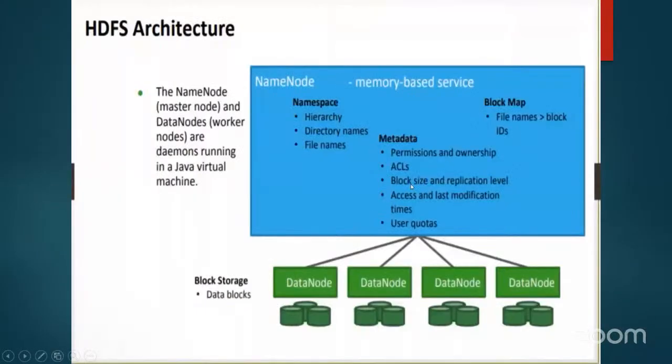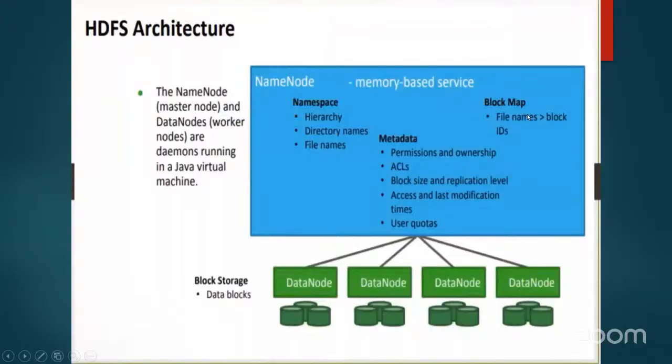So we are having access control list, block size and replication level. Metadata is nothing but what the name node is containing, right? In this metadata, you will define what the block size would be and what the replication level would be. Replication level is nothing but the replication factor, right? Here, the standard factor we are taking is 3. Block size standard, we are taking 128 MB. Then access and last modification, that is when we have modified it lastly. And what is the user quota?